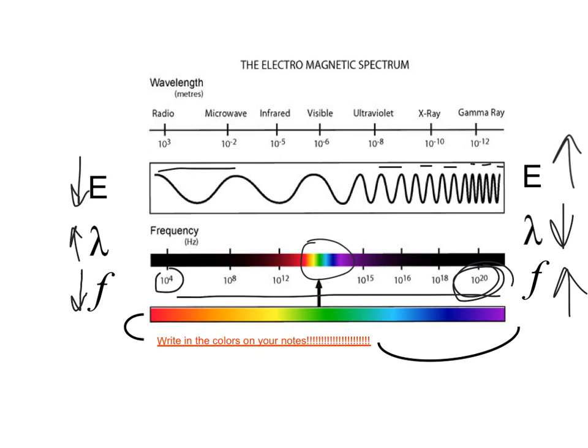If you want to compare energy to frequency, they both decrease together. If I have a low energy, that means I have a low frequency. That means they're directly related. They are directly proportional. That means they do the same thing. So know those relationships. Energy and wavelength are inverse. Energy and frequency are direct. And wavelength and frequency are inverse.